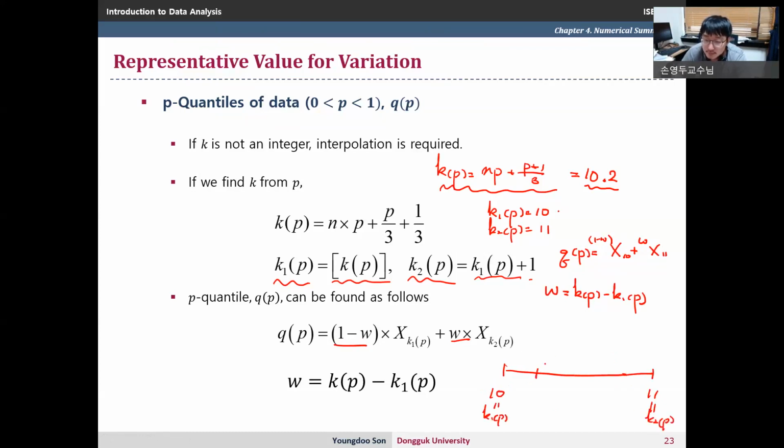And here's the 10.2, which is the Kp. Okay. So here are the value of x10 and the value of x11. Then interpolation means finding the value between these two points that lies on the line segment connecting them. So the value for 10.2 is defined by projecting 10.2 onto this line segment.